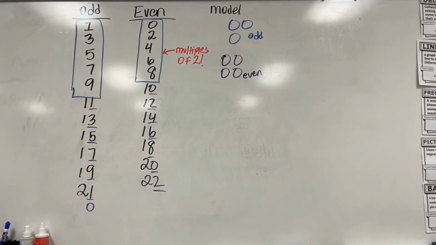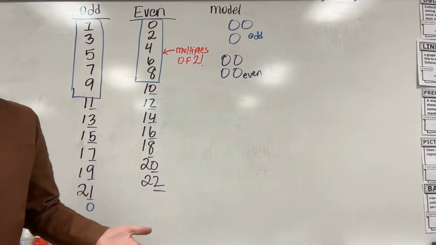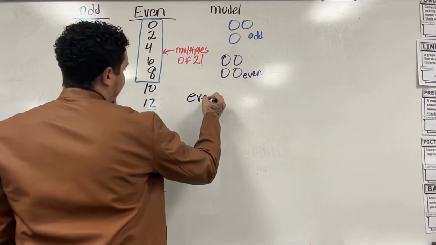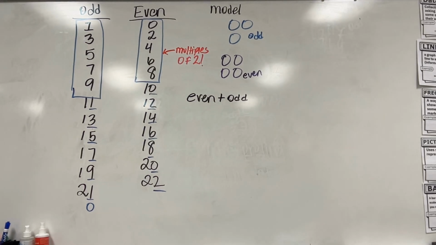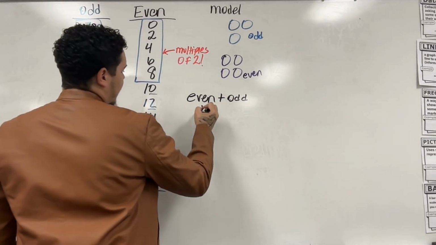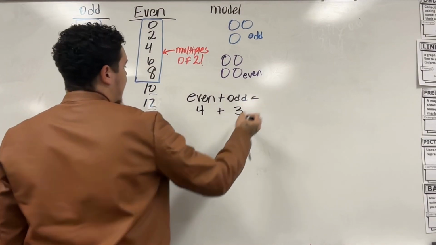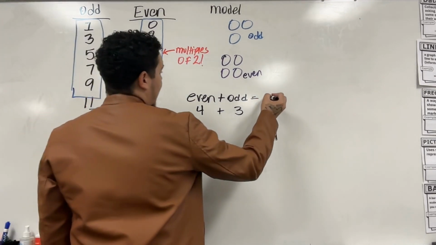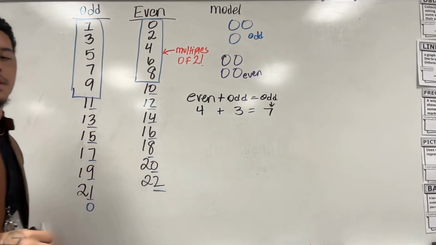Okay? So essentially, if you were to add even plus odd, let's try that out here. Let's take one even number, and the even number that I want to take is 4. And then I want to do an odd number, let's say 3. If you were to add an even and an odd number, what would your outcome be? Would that be an even or an odd answer? That would be an odd answer. You see how our answer is 7?